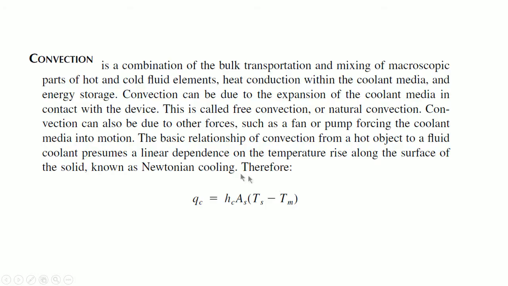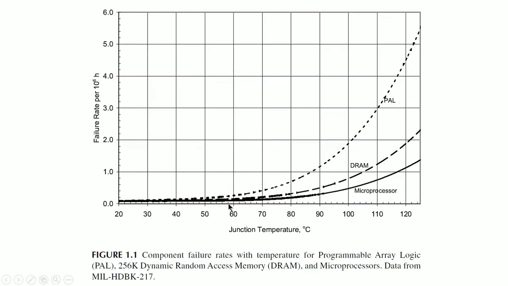So, coming back, the basic relationship of convection from a hot object to a fluid presumes a linear dependence on the temperature rise along the surface of the solid, as Newtonian cooling. Therefore, we have the total quantity of heat in convection as the area times the temperature difference between the medium and the source, times a heat transfer coefficient in convection.